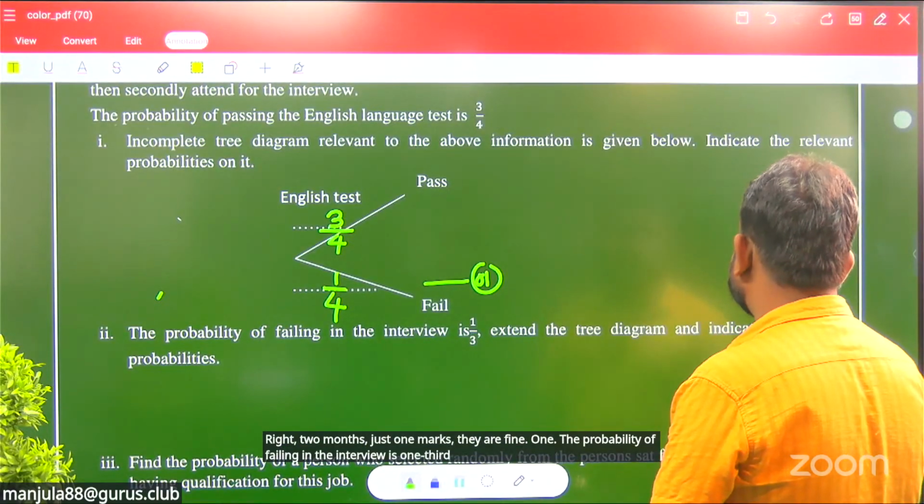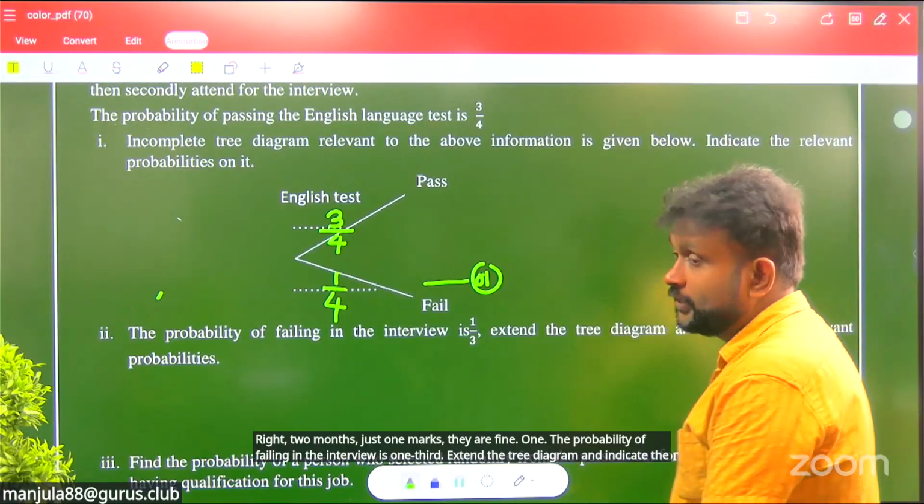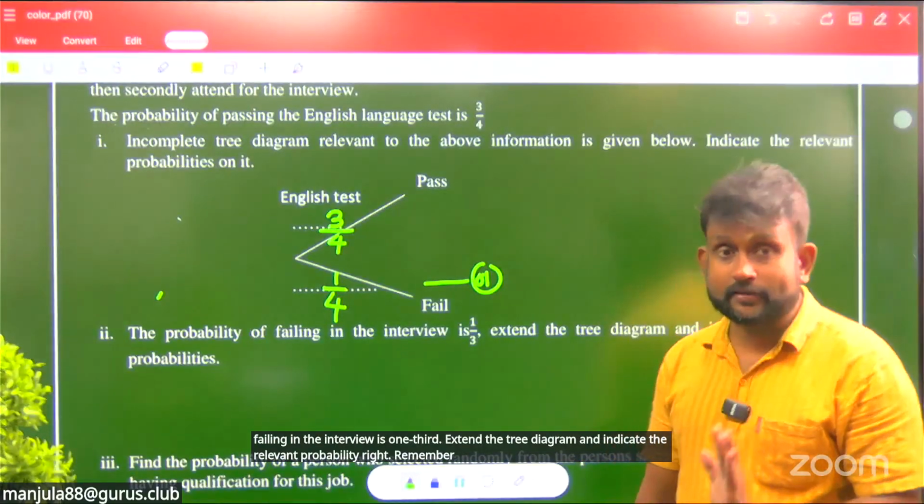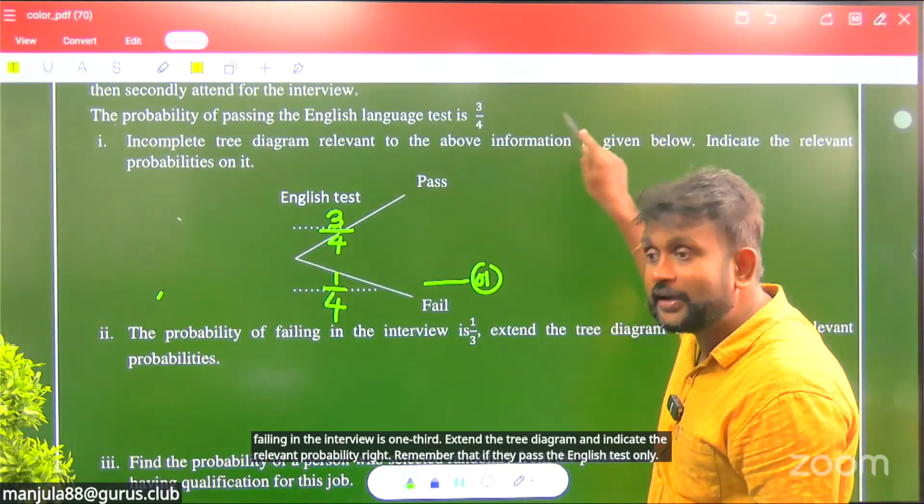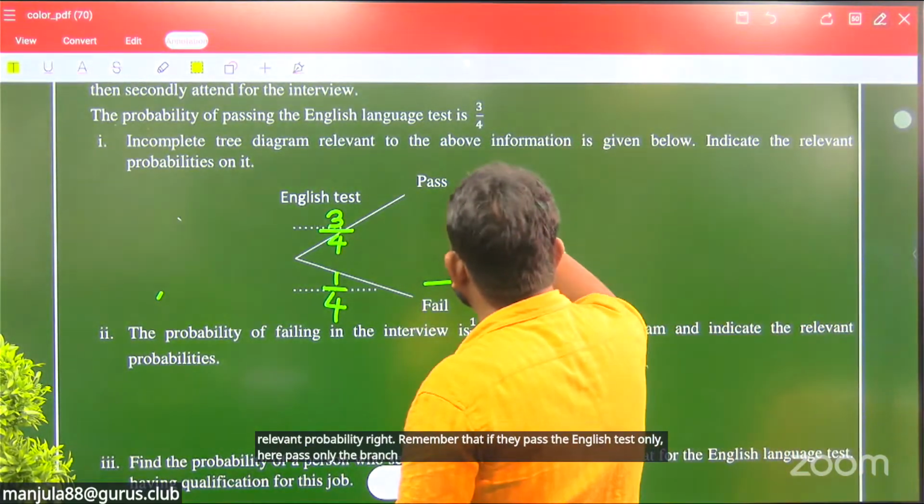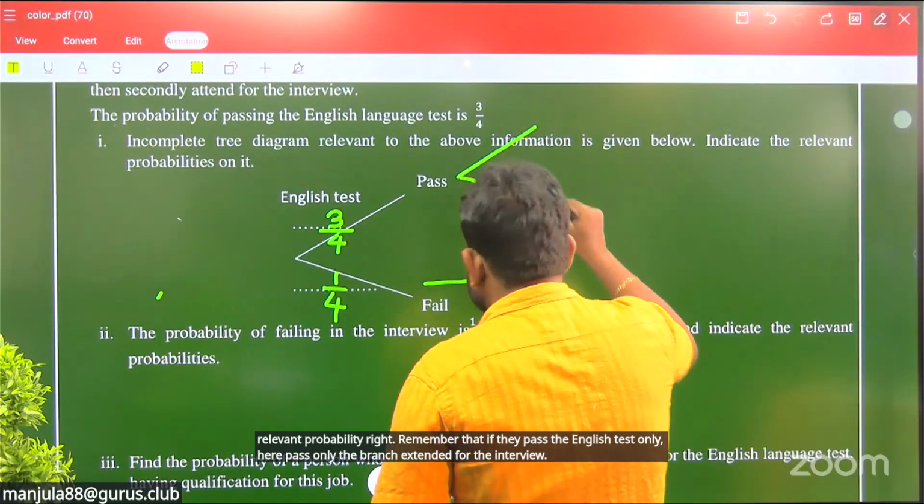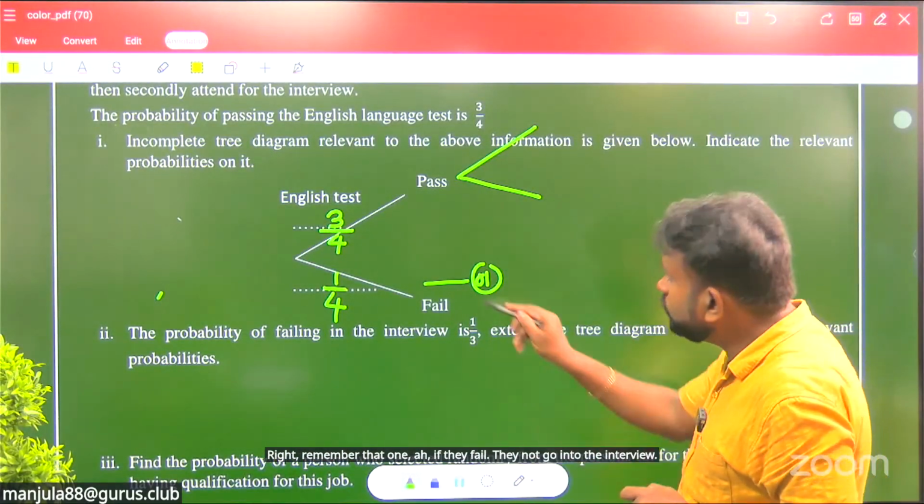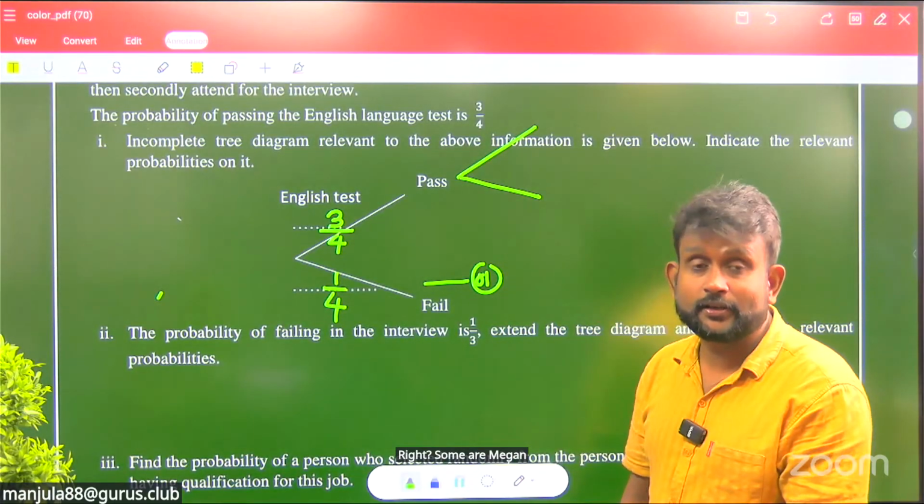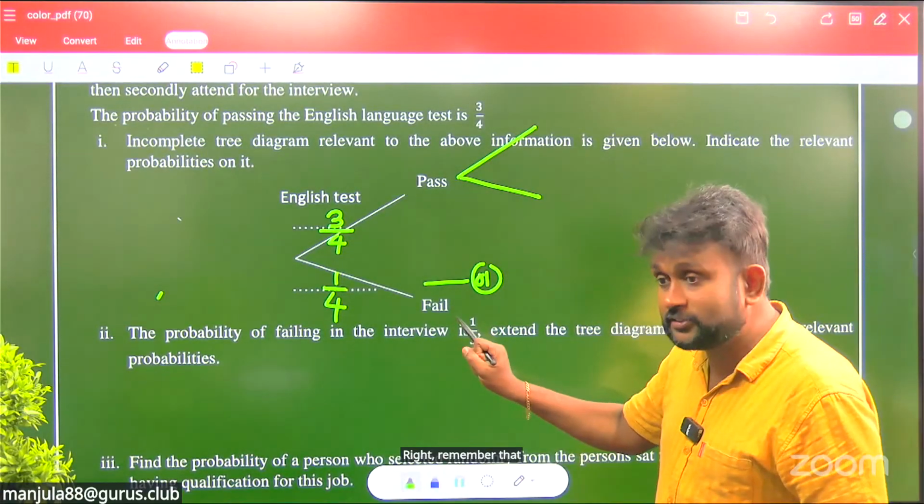Extend the tree diagram and indicate the relevant probability. Remember that if they pass the English test only, the branch is extended for the interview. If they fail, they're not going to the interview. Some people draw this wrongly as soon as they draw it. Remember that it is not to be extended.